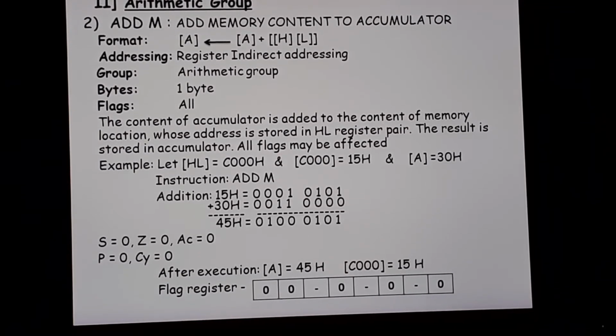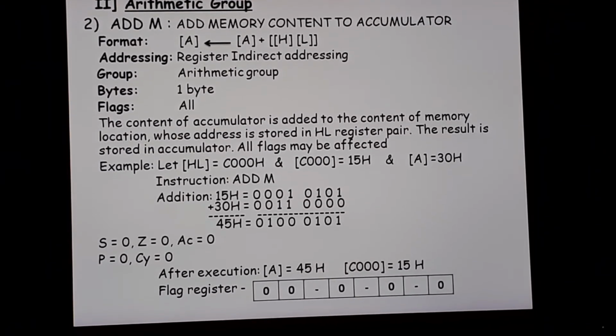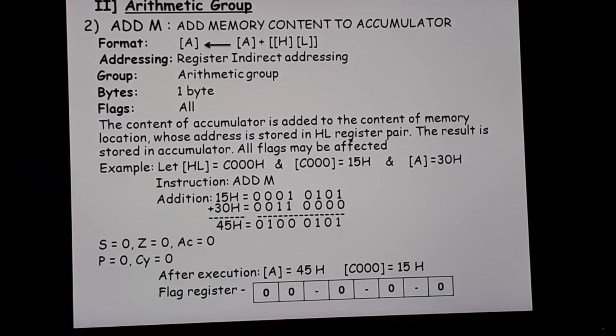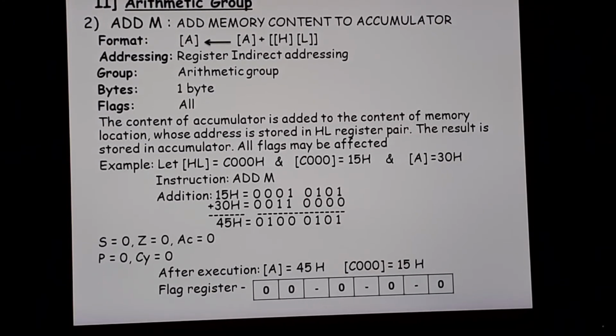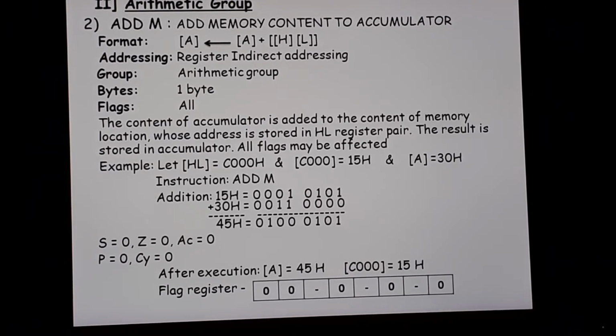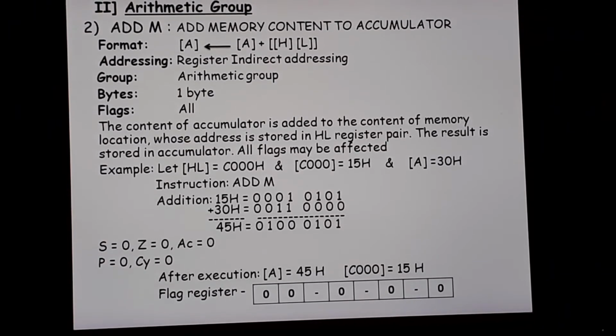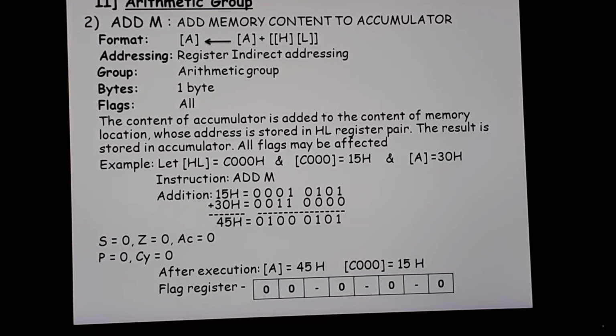Since this instruction contains M in it, the addressing mode is register indirect addressing mode. The group is the same, arithmetic group. Bytes is 1 byte. Why? Because there is no operand, that is there is no data, and the flags that will be affected are all.